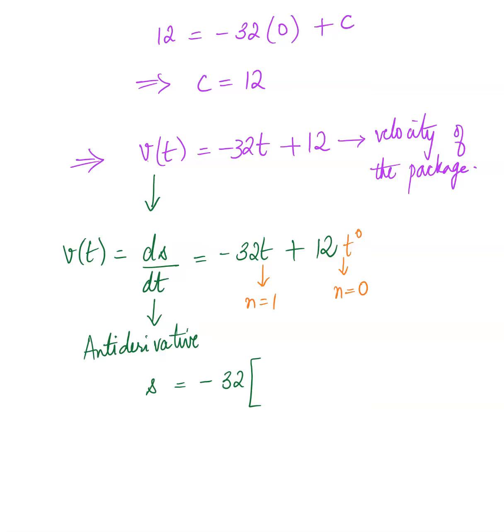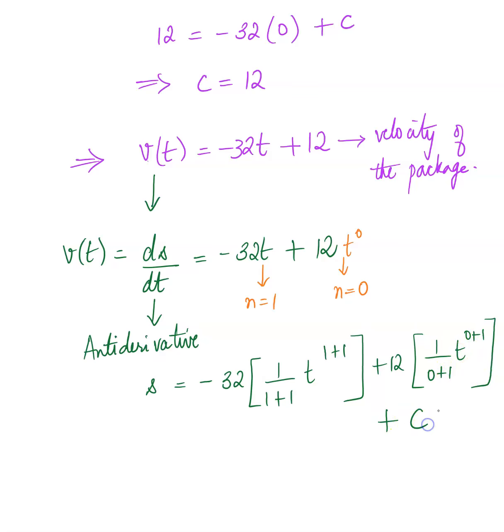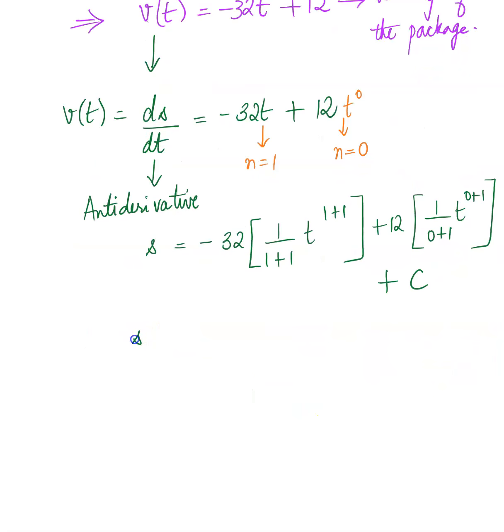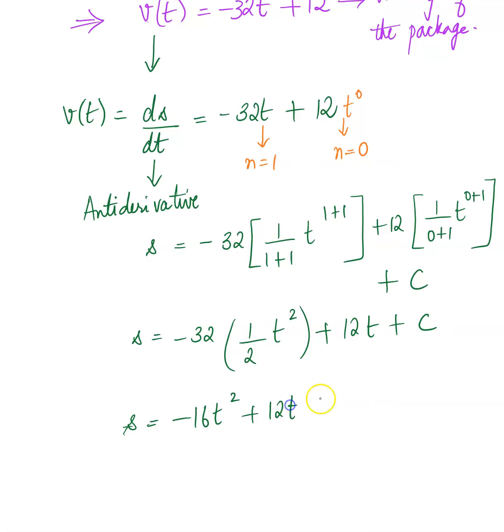So 1 over 1 plus 1, t power 1 plus 1, plus 12 times 1 over 0 plus 1, t power 0 plus 1, and of course plus c. Negative 32 times 1 over 2t squared plus 12t plus c. Simplify this, so you get s equals negative 16 t squared plus 12t plus c.